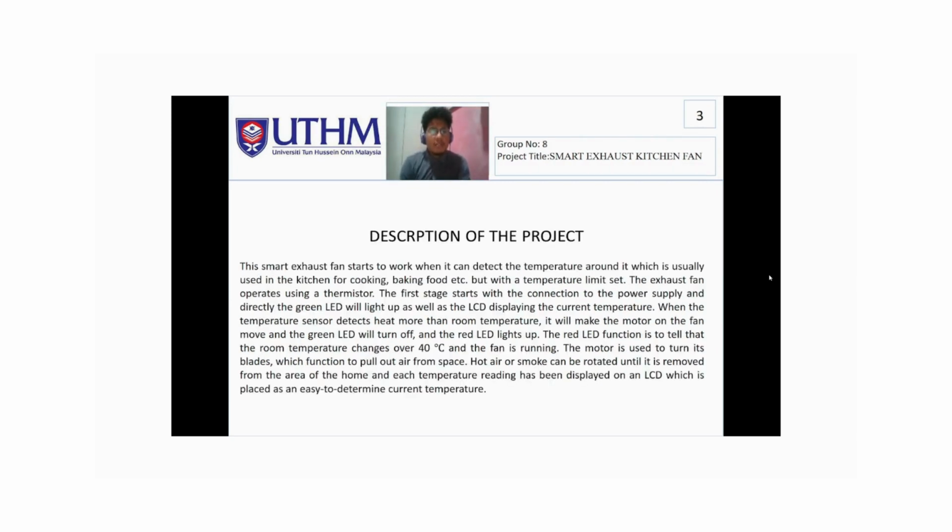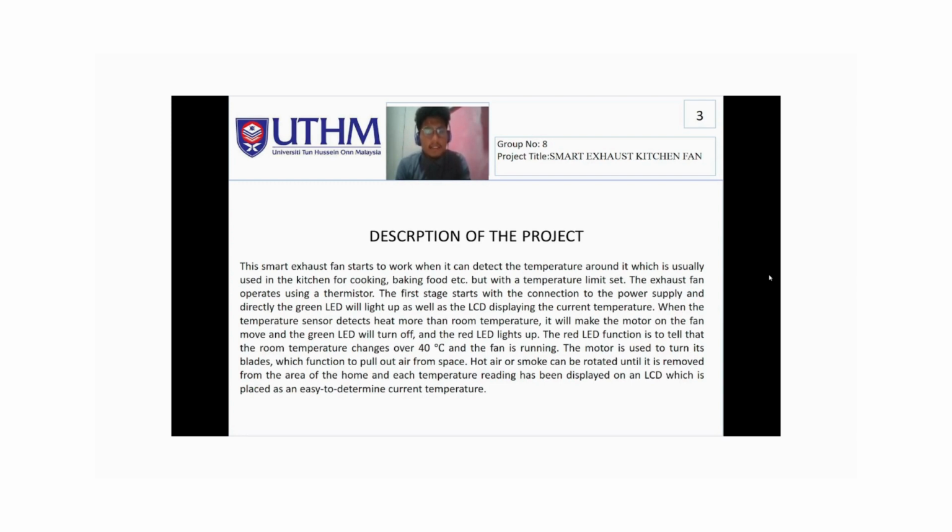So, a little bit more about our project. This smart exhaust kitchen fan starts to work when it detects a temperature around it, which is usually used in the kitchen for cooking or baking food. When the temperature limit is set, for instance for our group project it is 60 degrees Celsius, the exhaust kitchen fan operates using a thermistor.